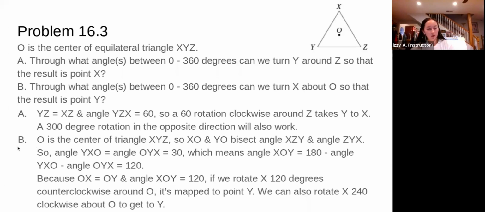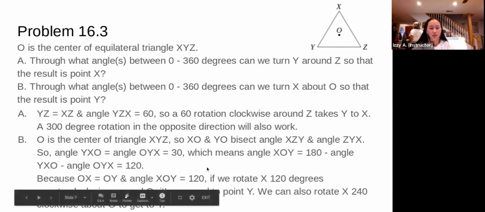For the second one, O is the center of triangle XYZ, so XO and YO bisect angle ZXY and angle ZYX. So angle YXO is equal to angle OYX, and that's going to be 30 degrees, which means that angle XOY would be equal to 180 minus angle YXO minus angle OYX. That's 180 minus 60, so that's 120.